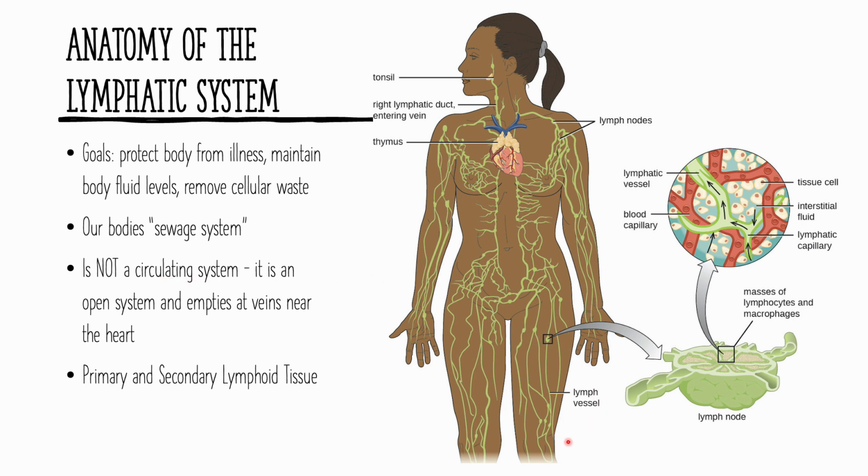So it picks up fluids from parts of the body and then empties it at veins near the heart. So it kind of picks up this waste and extra fluid, filters out that waste, and then dumps near the heart. So it is not constantly circulating. There are primary and secondary lymphoid tissues. So your primary lymphoid tissues would be things like your bone marrow, where all of your white blood cells and red blood cells and all of those things are made. Also like your thymus, that is a primary lymphoid tissue. Then secondary lymphoid tissues like your lymph nodes and your lymph vessels.